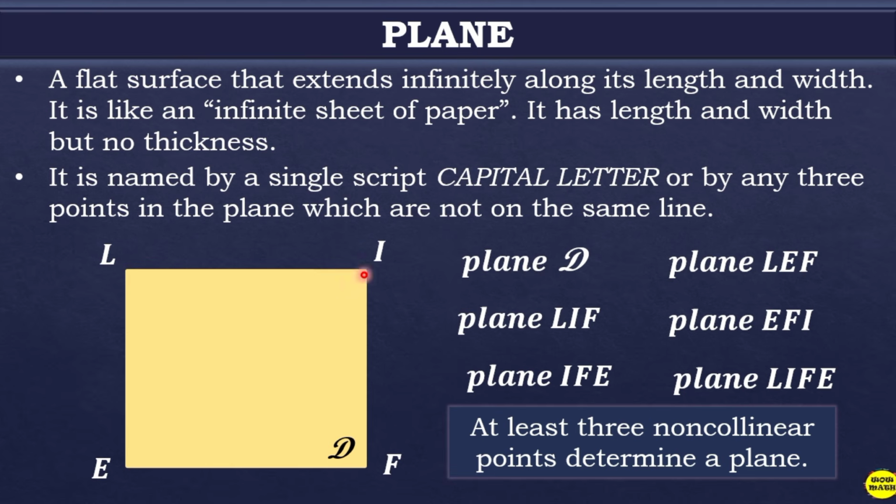So, for example, LIF. If your F is here, LIF. If we have another point there, that is not allowed because that is collinear. It says non-collinear, which means they should not be on one line. So, LIF. So, for us to form a line, you must have at least 2 points. So, 2 points determine a line. For us to have a plane, you must have at least 3 non-collinear points. So, it determines a plane.